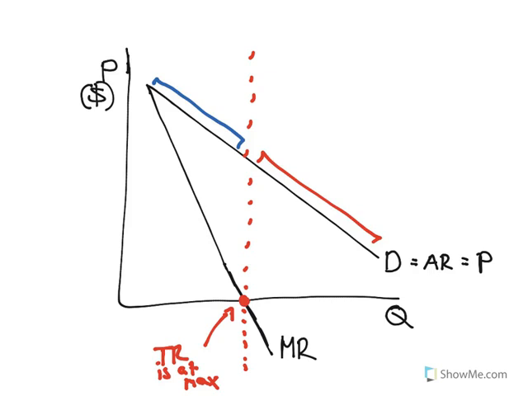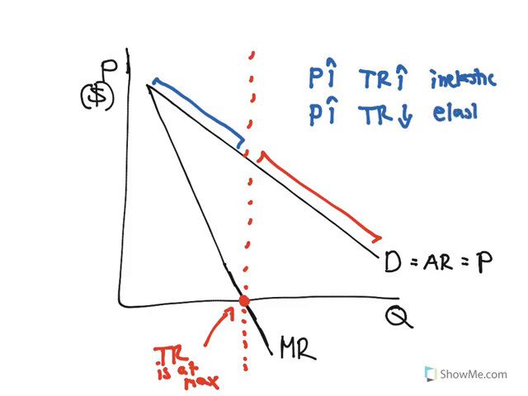Remember, the total revenue test says that if total revenue increases as the price increases, okay, your price increases, total revenue increases, that's going to be inelastic demand. But if the price increases and total revenue decreases, then your demand is elastic. And of course, we can flip these to look at it if the price is falling, and that's actually what we need to do here to figure this out.